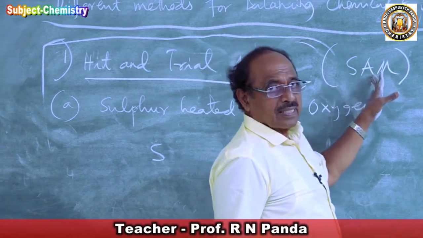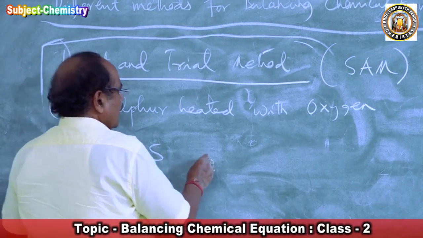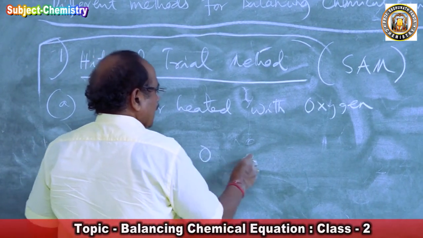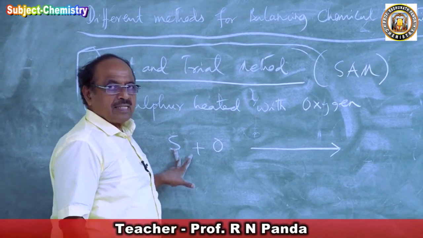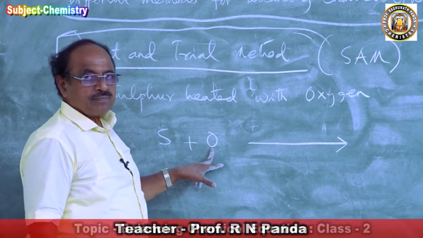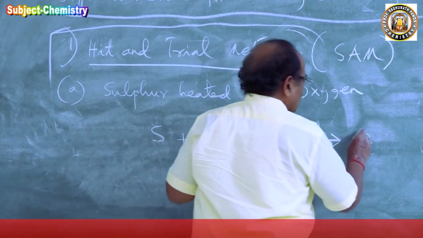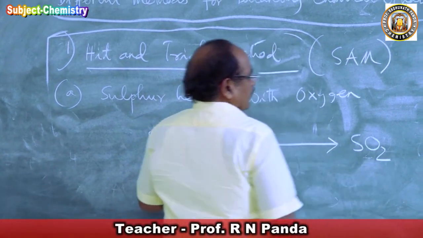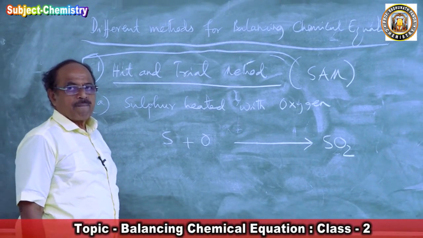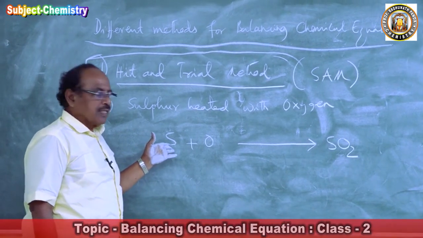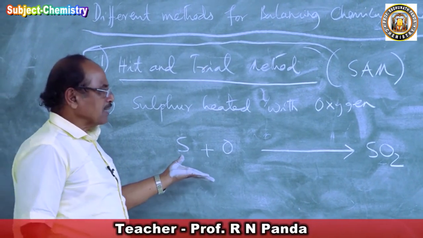Skeleton, then atomic, then molecular. So sulfur, symbol is S. Oxygen, symbol is O. Then what will be the product? Because we know when a metal or a non-metal is heated with oxygen, it forms its oxide. So sulfur will form what? Sulfur dioxide. Sulfur, when heated with oxygen, forms sulfur dioxide. Sulfur reacts with oxygen to form sulfur dioxide. This is the reaction that took place.